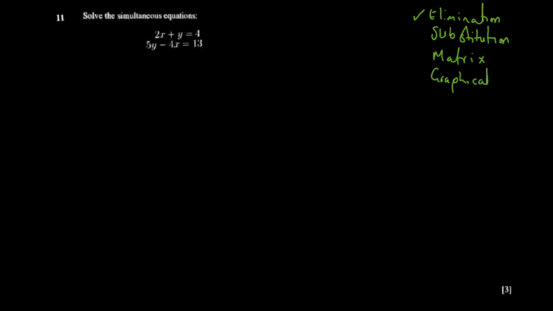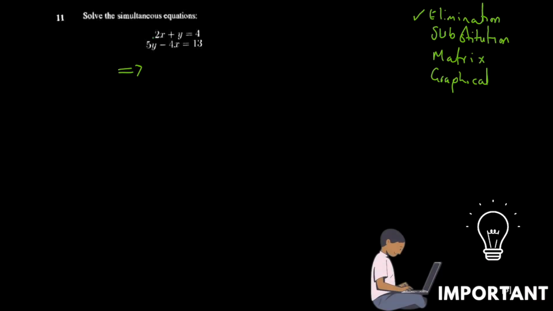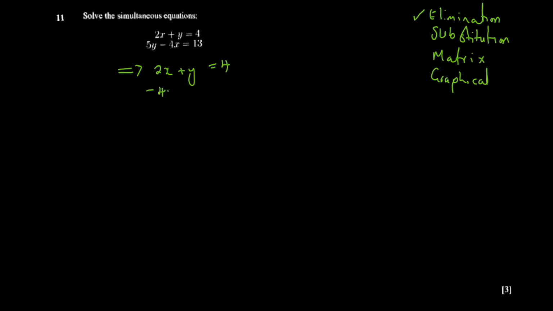First of all, I observed something weird with how they wrote these simultaneous equations. Here, x is matching with y. It's not good for me, so I should try to rearrange that. I would have 2x plus y equal to 4. And then here I would have negative 4x plus 5y equal to 13.